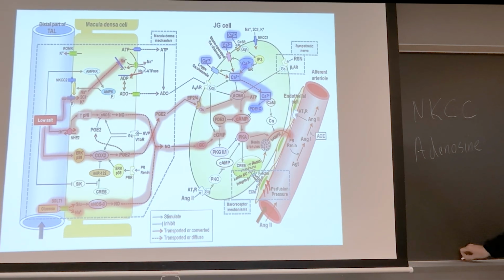So what's ATP? Adenosine triphosphate, right? Adenosine is the breakdown product of ATP, which happens when these pumps are running full bore, right? When they're running at full speed or full power, you produce a large amount of adenosine, which can leak out of the macula densa cells.